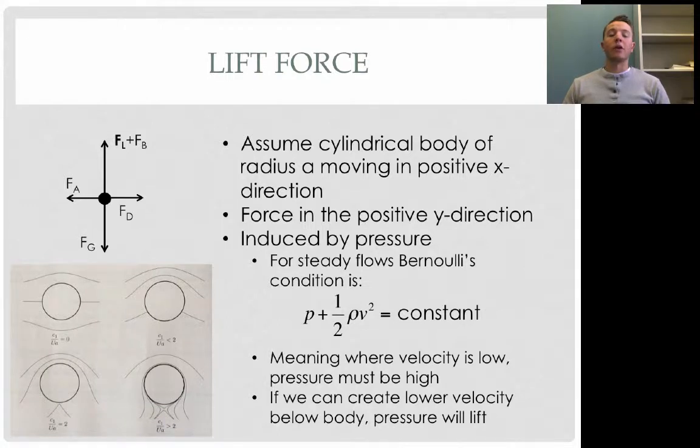We know for steady flows, Bernoulli's condition for pressure is that pressure plus 1/2 rho v squared is equal to some constant. And this means where the velocity is low, pressure must be high. And this means that if we can create lower velocity below our body, that means we will have higher pressure below the body, and thus the body will lift.